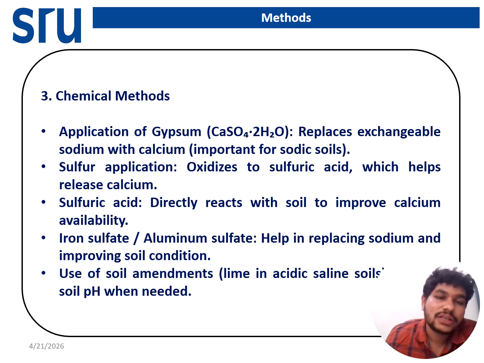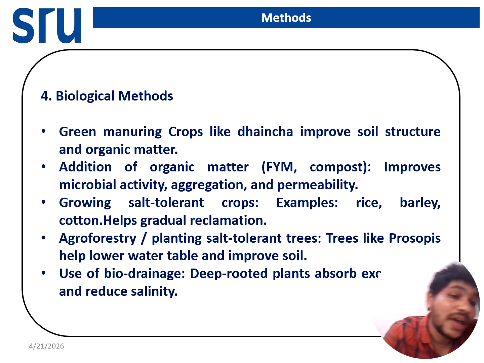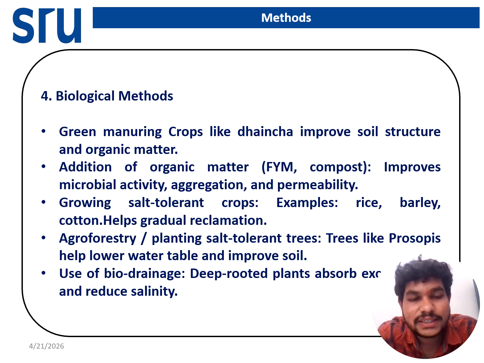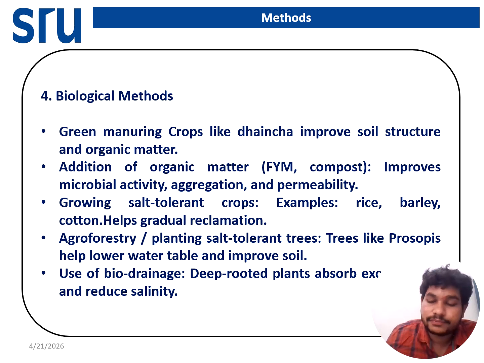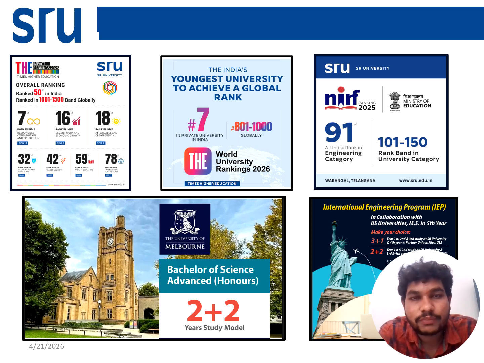Then in the chemical method we have seen the application of gypsum, sulfuric acid, and iron sulfate. In the biological method we can go for green manuring, which will improve soil structure and add organic matter, which releases acid that will solubilize the sodium carbonates and reduce the sodium content in the soil. Go with salt tolerant crops like rice, barley, cotton, and most important is agroforestry. Agroforestry is helpful for reducing the high groundwater table and improving the soil, and it also acts as natural drainage channels.